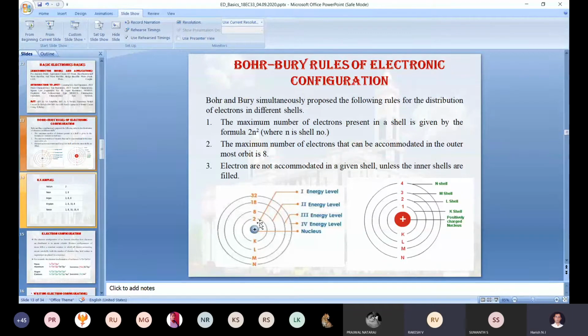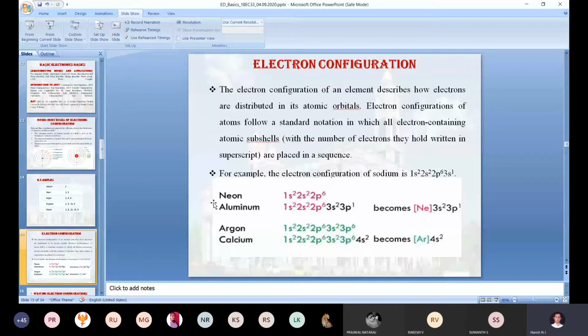Yeah, the same information is represented here. Just check it out once you go through this. Neon: the electronic configuration will be 1s2, 2s2, 2p6. Aluminum, the same way: 1s2, 2s2, 2p6, 3s2, 3p1.